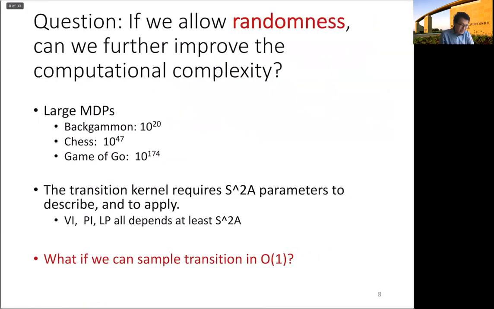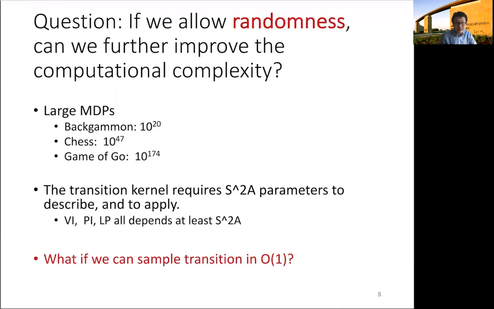So let's set up the problem a little bit more. The key idea is the introduction of randomness. Suppose we allow random access to the transition kernel. So maybe suppose we can sample from the transition kernel rather than numerically representing everything about the transition kernel in the RAM. Can we further improve the computational complexity?